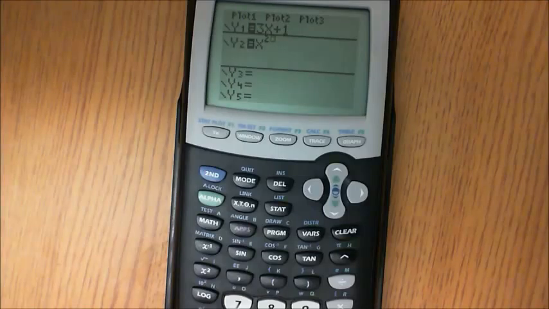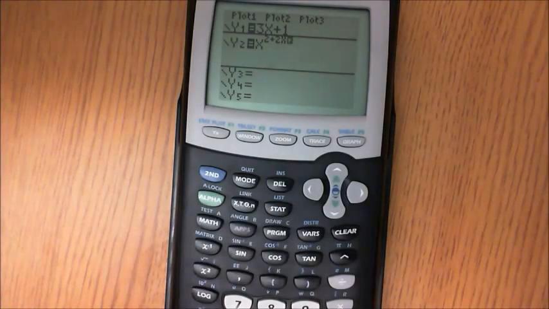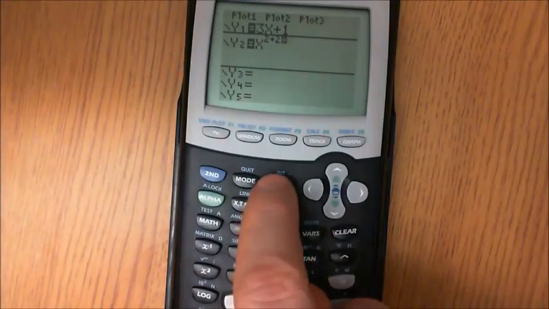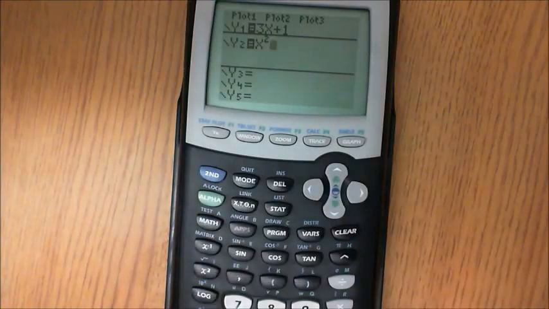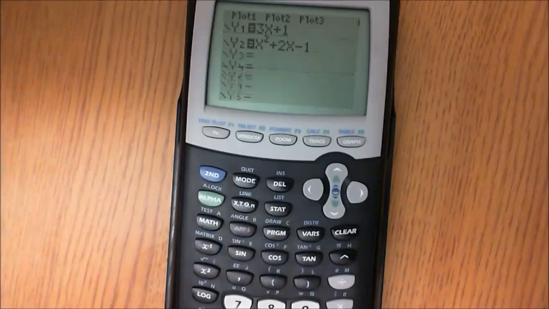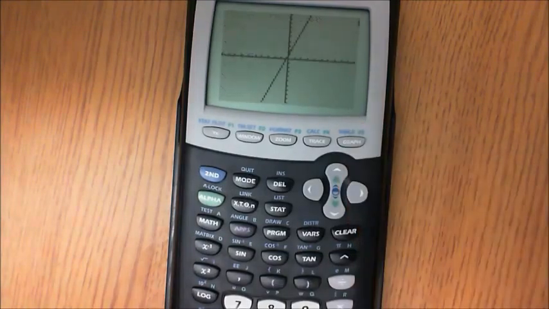Now remember, I'm up here, so if I did x squared plus 2x, now look, that's in the wrong spot. That's not going to work out right. So when I'm done with the exponent, I need to make sure to push the arrow key to kick me back down. So we'll go plus 2x, minus 1. Press enter to select. Now when I graph this, we will end up with a nice parabola that will go along with our line. There we go.